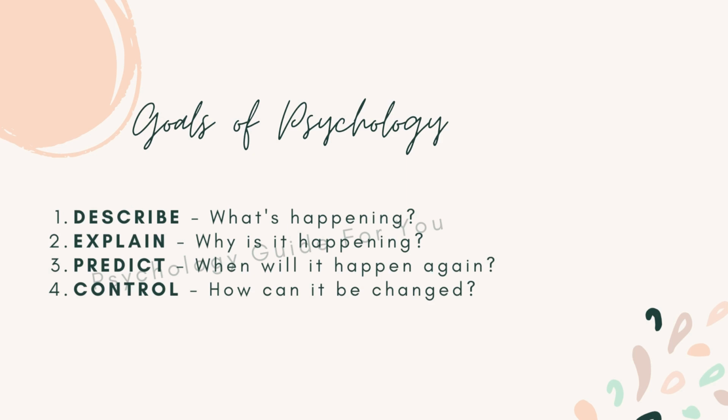Now, we will look into the goals of psychology. So, what are the goals of psychology? First of all, psychology describes what's happening and explains why it is happening. Then it can predict when it will happen again. And finally, the fourth goal is control. How can it be changed?